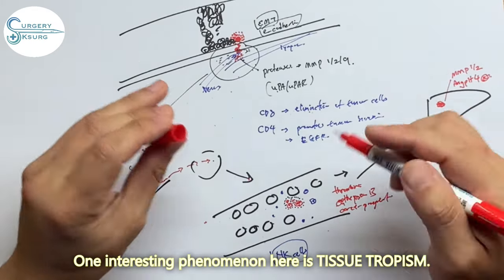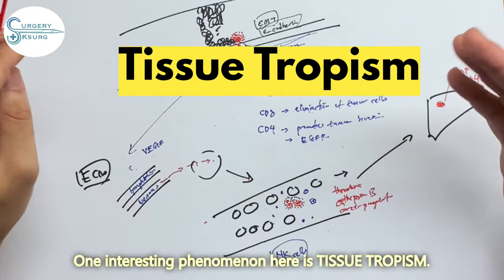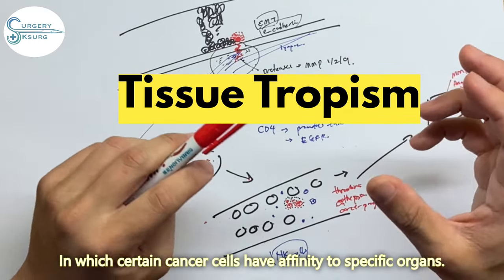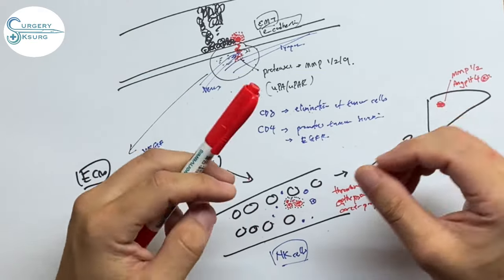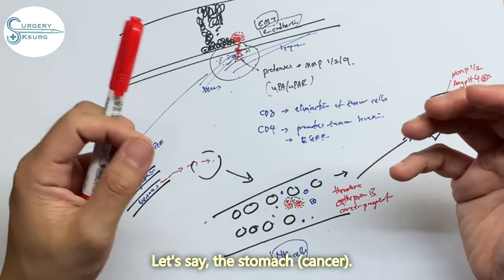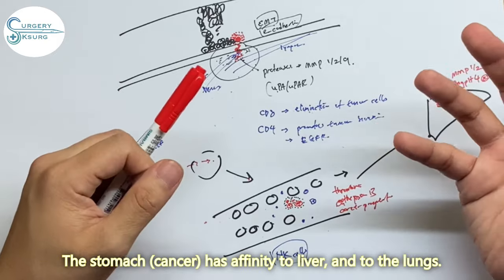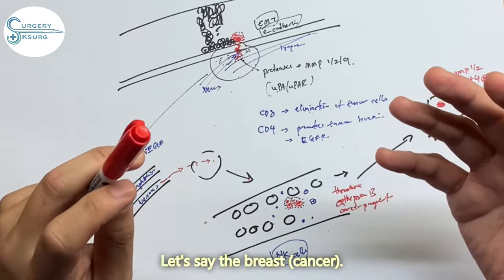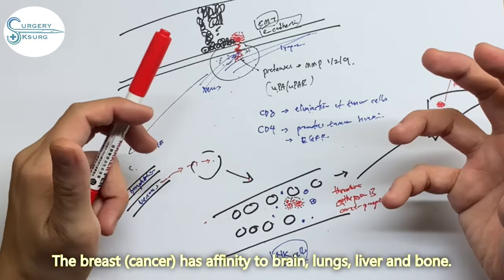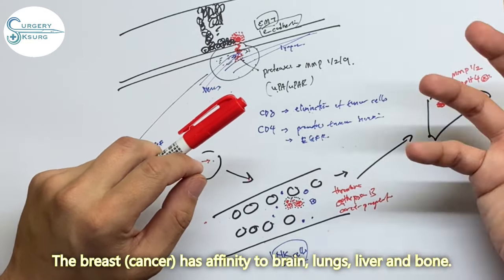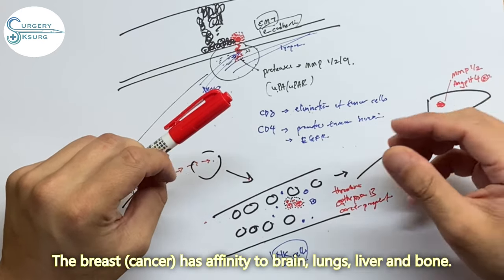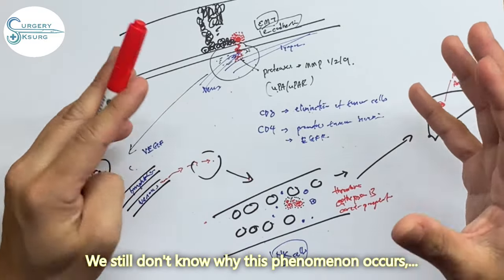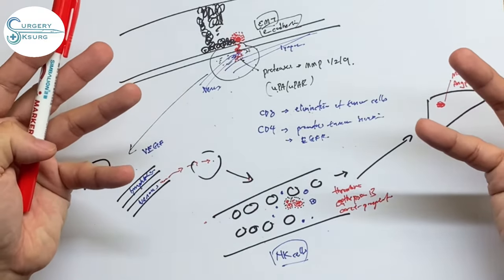One very interesting phenomenon here is the tissue tropism, in which certain cancer cells have affinity to specific organs. Like I said, the stomach has affinity to the liver, to the lungs, right? And let's say the breast has affinity to the brain, to the lungs, to the liver, and to the bone. So we still don't know yet why this phenomenon occurs, but there is a pattern there.